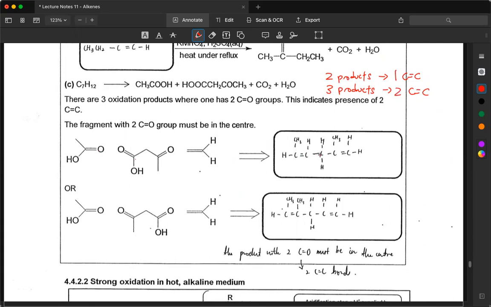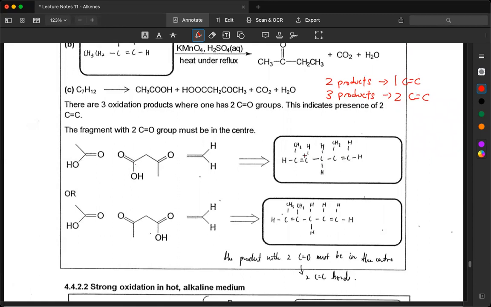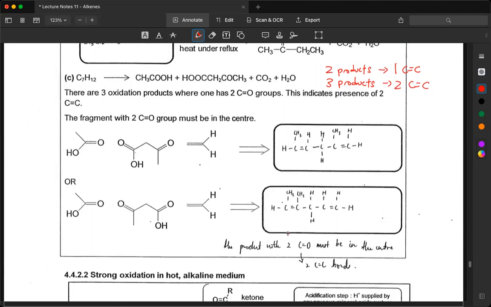And then you continue on to form the double bond C. So for the two products, the two double bonds are not near each other, opposite ends. Or it can also be like this, or the CH3 should be here. The product with the two C double bond O must be drawn in the center to show the double bond, because there are two carbon-carbon double bonds here.